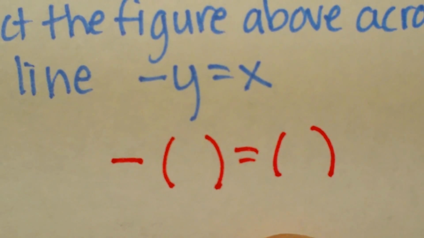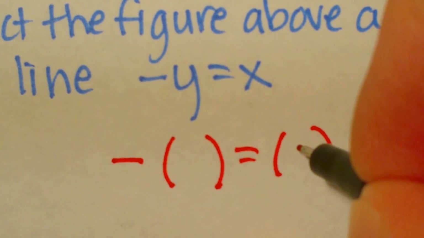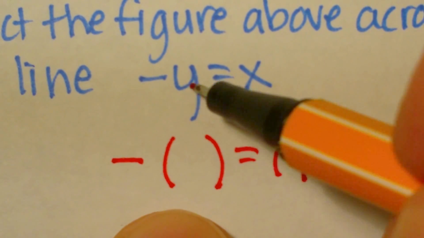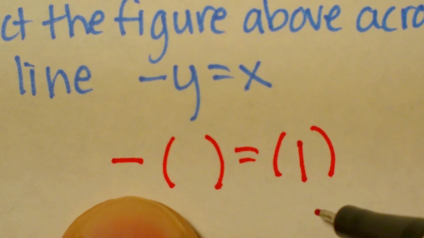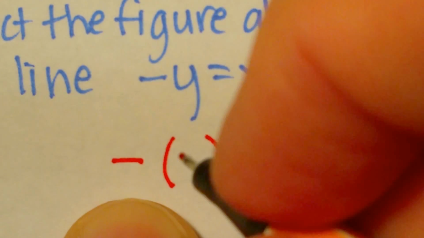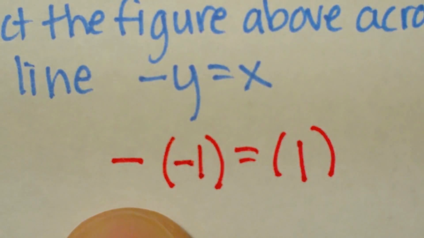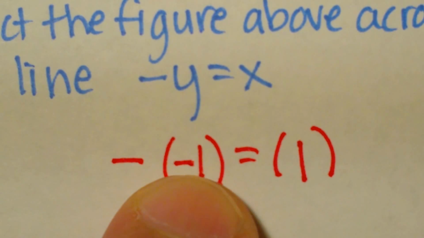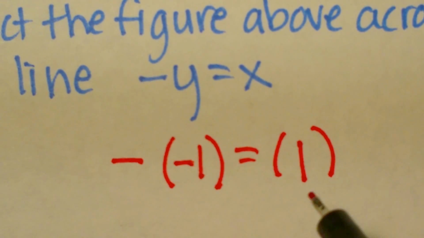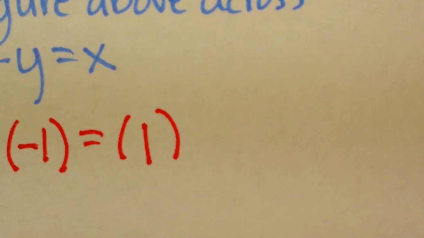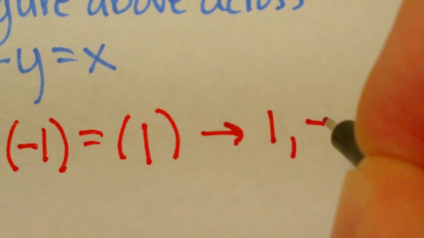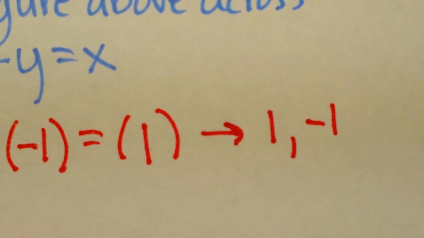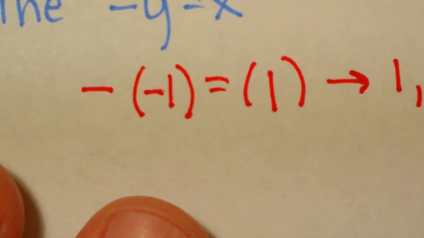Let's go ahead and start with inputs. Let's say our x, just pick any random x. Let's say our x is 1. What's the y that's going to make this side equal to a positive 1? And if you said the y would be a negative 1, you'd be correct, right? Because a negative negative equals a positive. So the coordinate that we've just produced would be 1, negative 1.